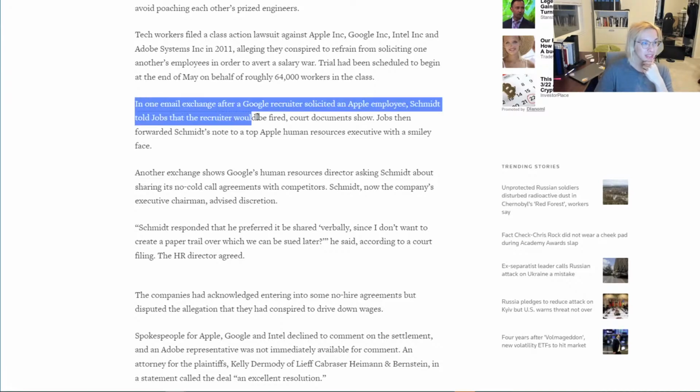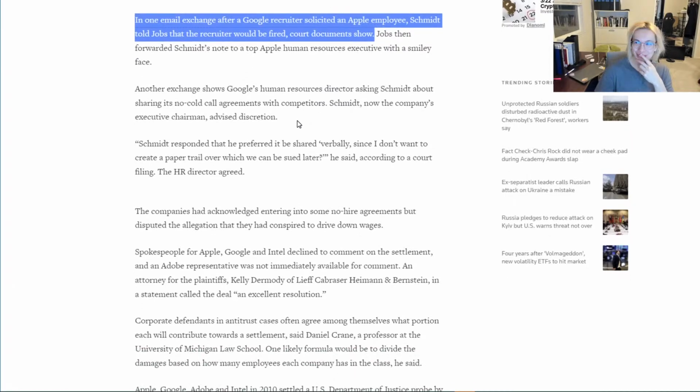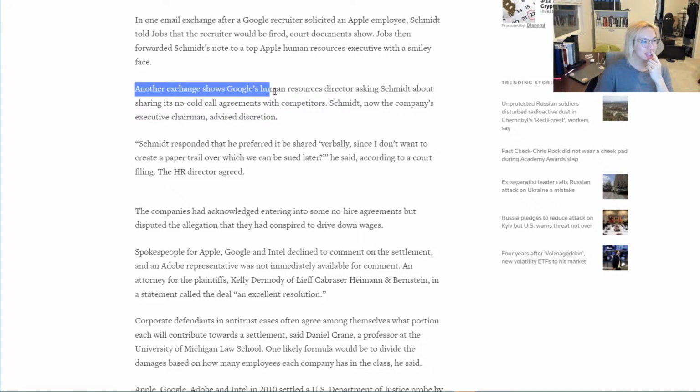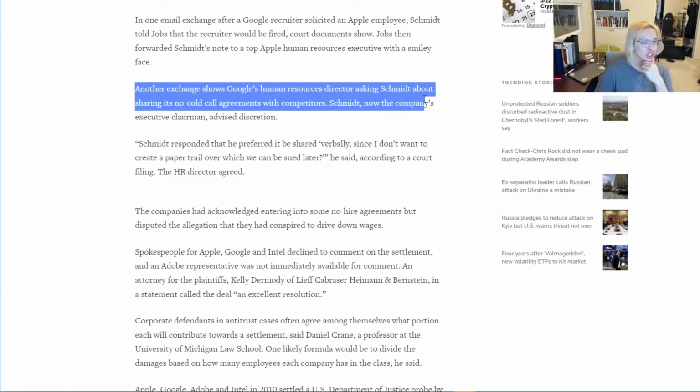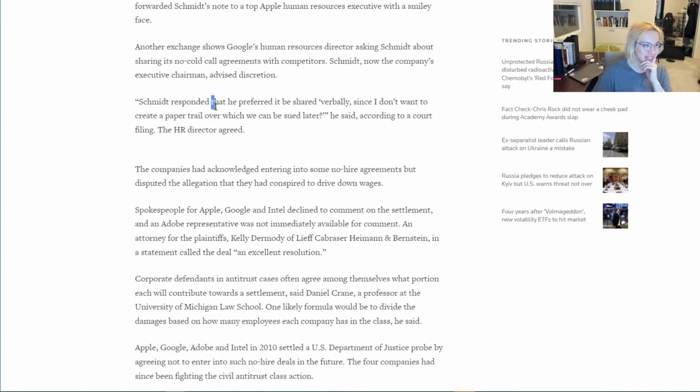In one exchange after a Google recruiter solicited an Apple employee, Schmidt told Jobs that the recruiter would be fired. Wow. Holy shit. I did not realize this was part of Silicon Valley history. Another exchange showed Google's human resource director asking Schmidt about sharing its no cold call agreements with its competitors. Holy shit. Okay, so this is way back when engineers and companies would not poach each other's engineers. Holy fuck.